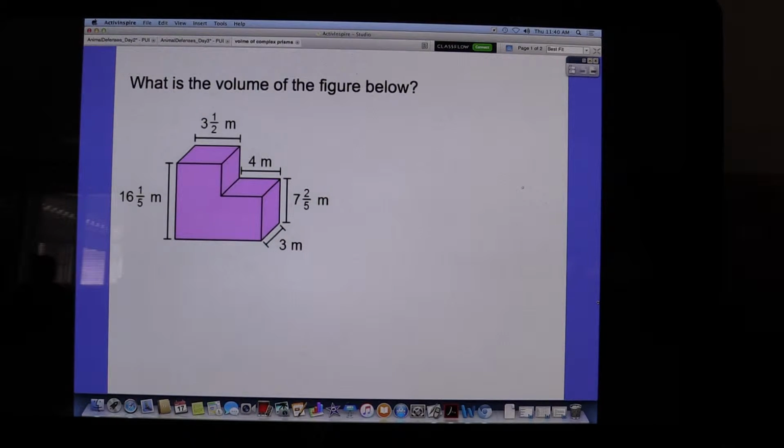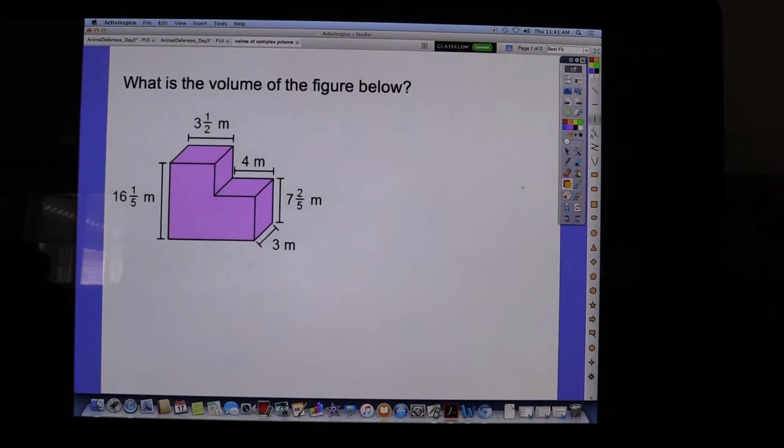Now, when I have a shape like this and it wants me to find the volume of this three-dimensional figure, there's not really a formula to find the volume of a shape like this, but there is a formula for finding the volume of a rectangular prism. So what I'm going to do is convert this to rectangular prisms, and then I can find the volume of the rectangular prisms that make up the shape, add them together, and get my total volume.